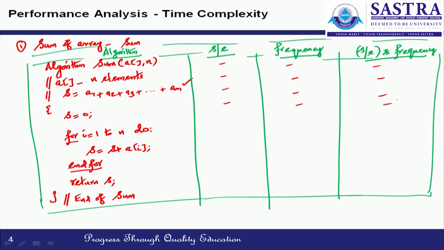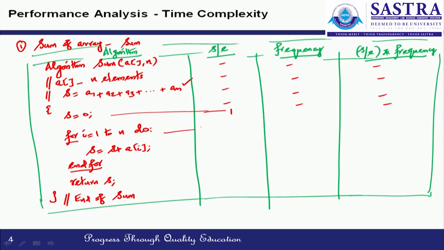Next statement, S equal to 0. This is an executable statement. This is taken as one step per execution. When S equal to 0 is executed, count should be incremented by 1. So, associated count is equal to count plus 1. So, the step per execution value of S equal to 0, the simple assignment statement, is 1. That means count is incremented by 1.